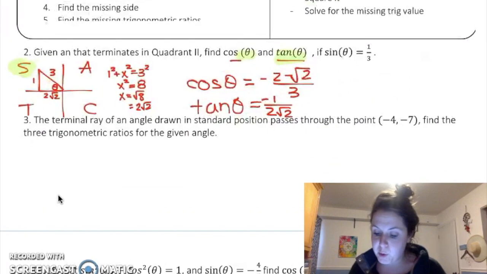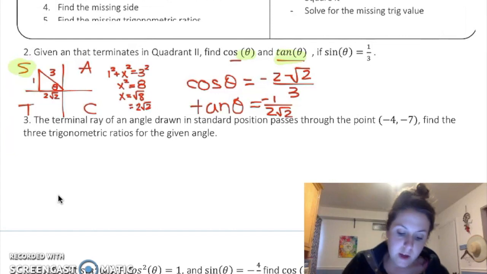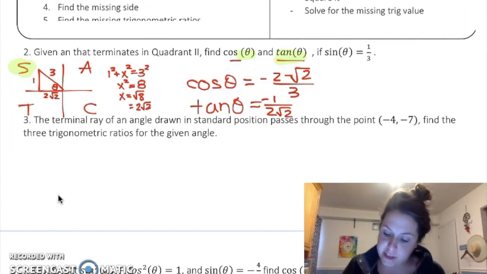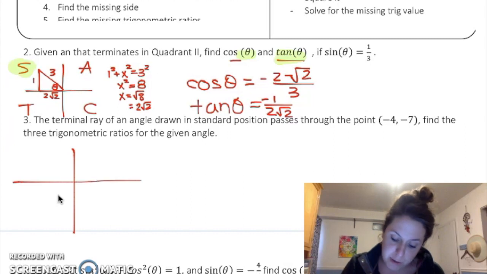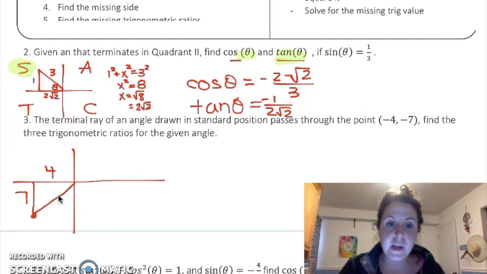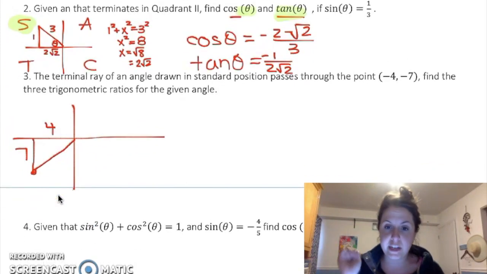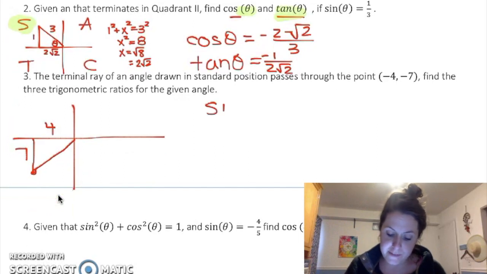All right, let's do one more like this, and then we'll actually go and do some using the formula. So a terminal ray is drawn in standard position, and it passes through the point (-4, -7). So it goes through that point. And I know if I make this triangle that that length would be 4 and that length would be 7, right? So I'm talking about quadrant 3. It wants me to find all 3 trig ratios. So I need to find sine of theta, I need to find tan of theta, and I need to find cos of theta.